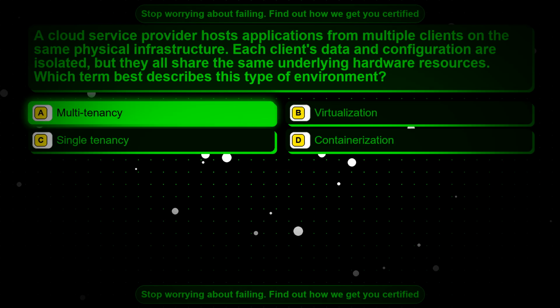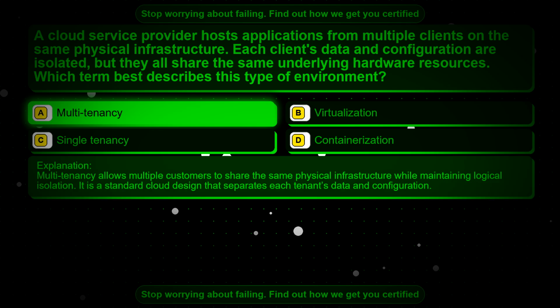The correct answer is option A. Multi-tenancy. Multi-tenancy allows multiple customers to share the same physical infrastructure while maintaining logical isolation. It is a standard cloud design that separates each tenant's data and configuration.